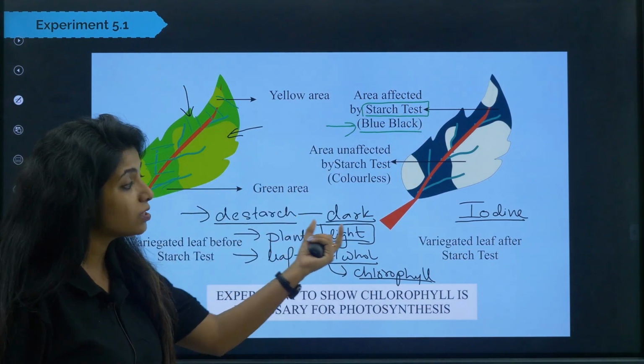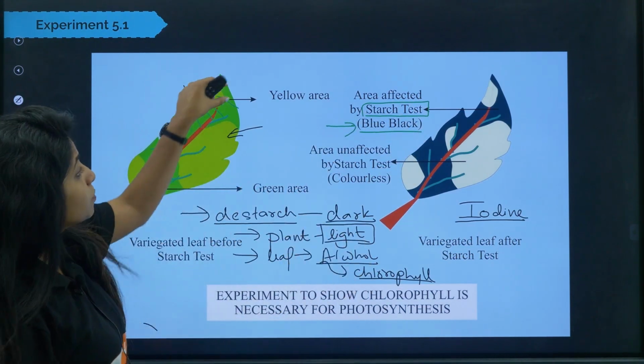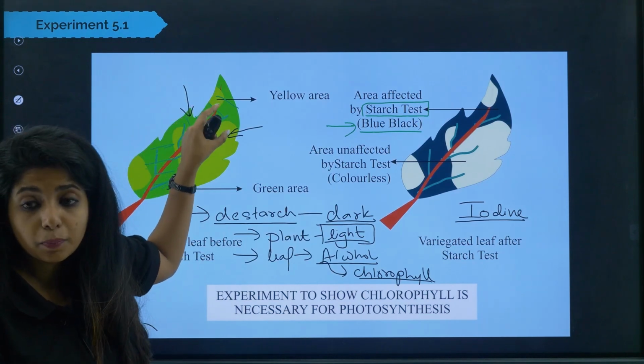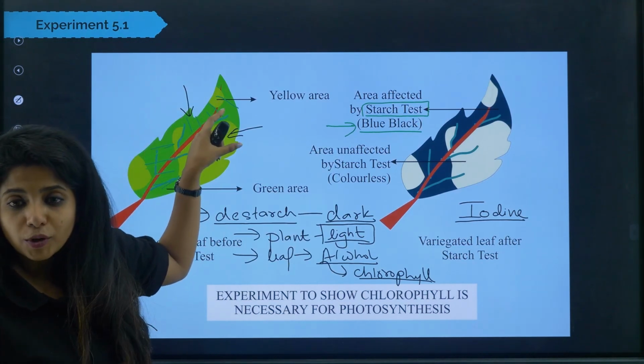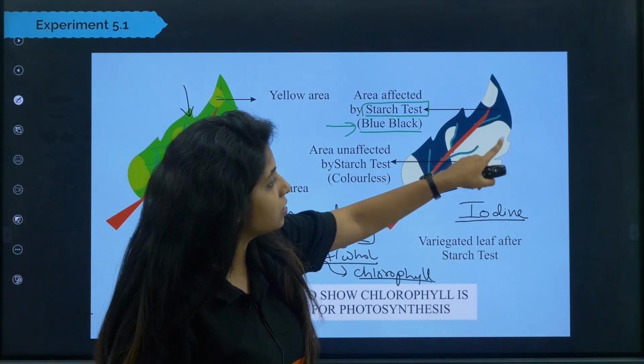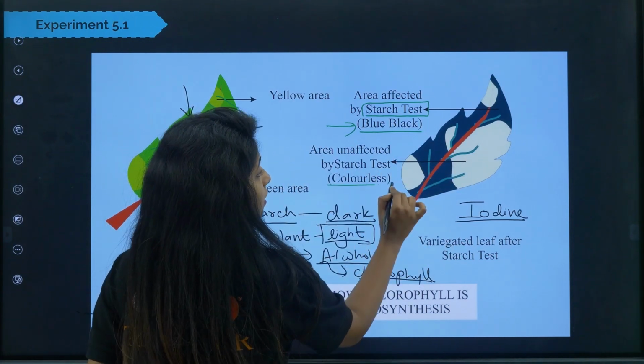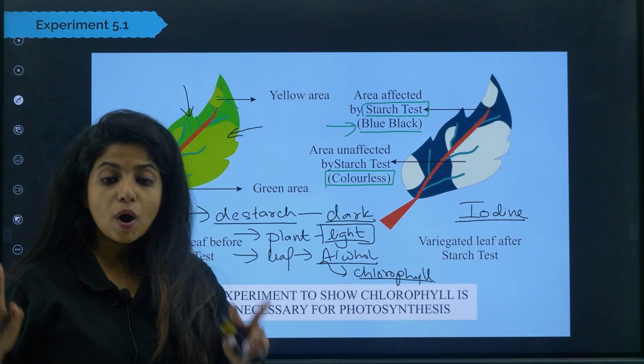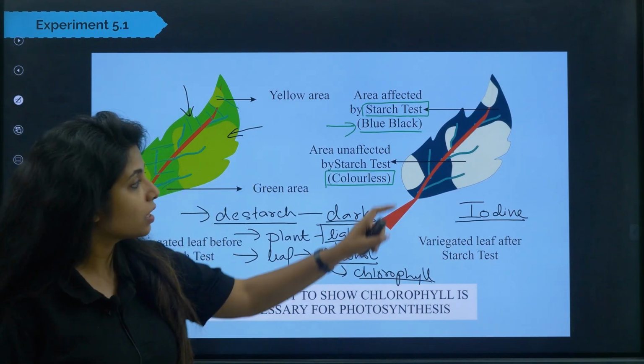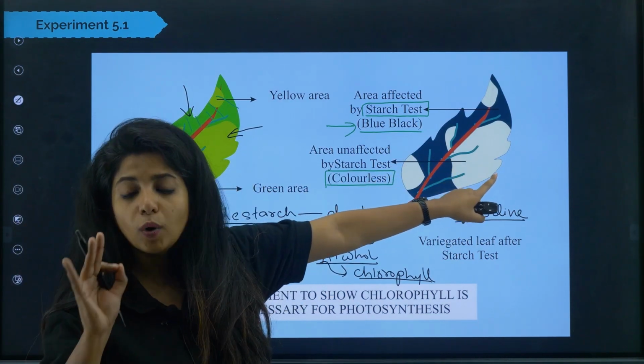That means when the plant was kept in light for some time, in this particular area, with the help of the chlorophyll pigments, the starch was being formed. But now, when I test this particular area with iodine solution, it is becoming colorless. It is not a positive result for the starch. That means starch is not being made over here. So what is the inference?